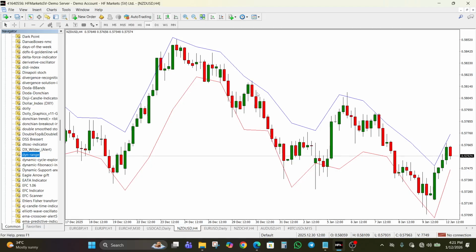blue line, right? So this was an opportunity to sell. This was another opportunity to sell.